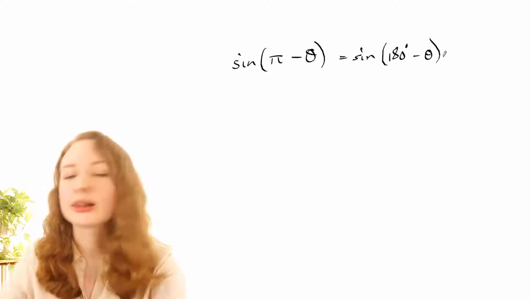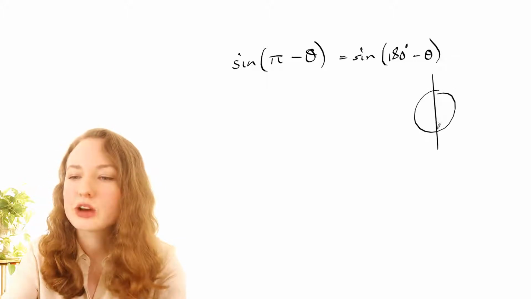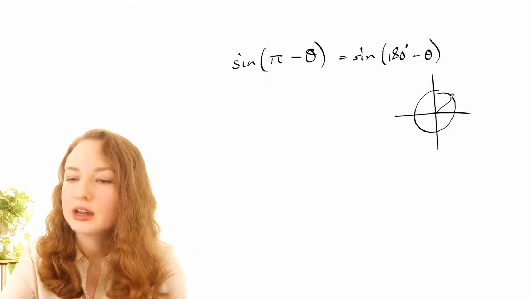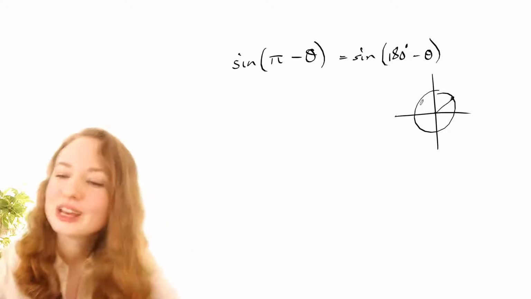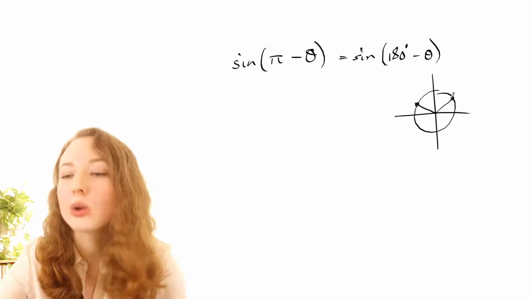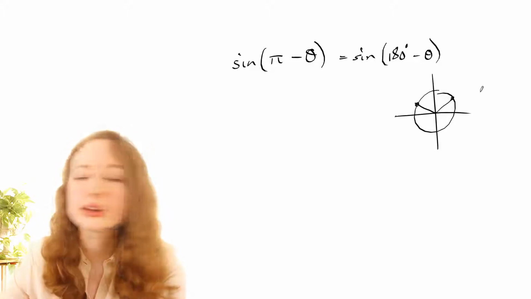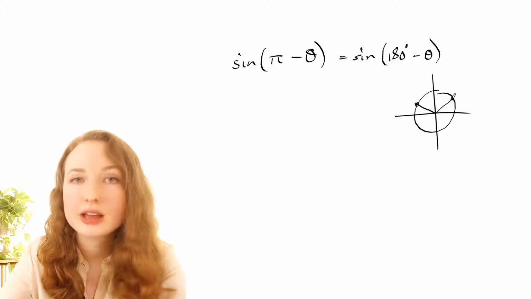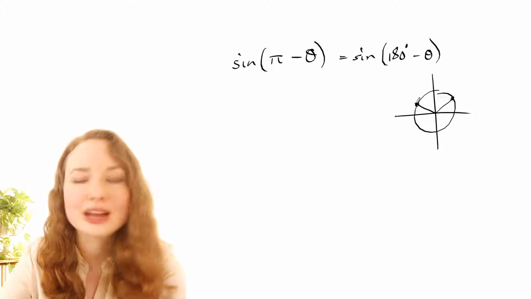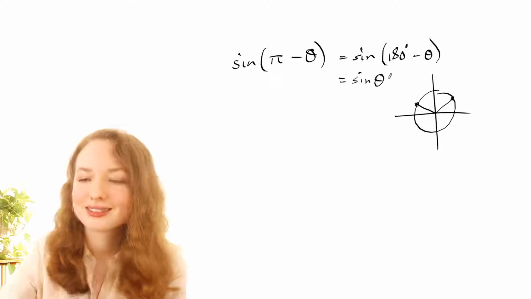Now the way that I would work that out is I would picture or draw for myself a little diagram like this. I'd stick in a theta, that's my angle theta, and then 180 minus theta is here. And sine means the y-coordinate of these points, and you can see that they have the same y-coordinate. So y-coordinate here is sine theta, y-coordinate here is sine 180 minus theta, so this just equals sine theta.